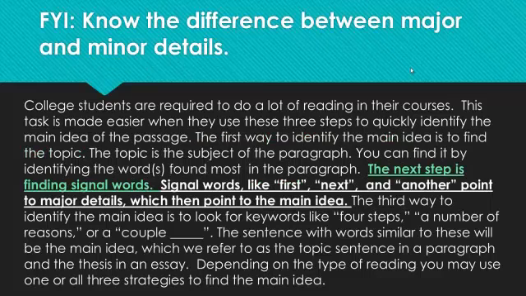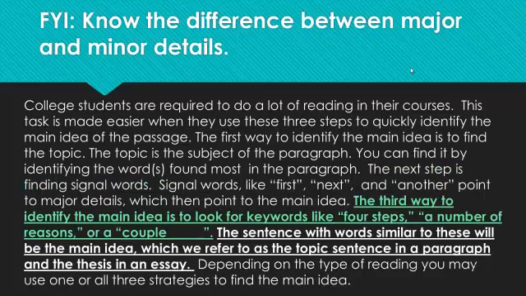Let's go ahead and look at the next major detail. The next major detail is the next step is finding signal words. In this case, the author includes a little bit more detail about that, and its signal words like first, next, and another point to major details, which then point to the main idea. The last major detail is also shown in green here. And the author gives us a little bit more information about these keywords. It says the sentence with words similar to these will be the main idea, which we refer to as the topic sentence in a paragraph and the thesis in an essay. If we took all of the minor details away, you would still understand the general gist of the passage. And this is the end of the video on how to find main ideas.